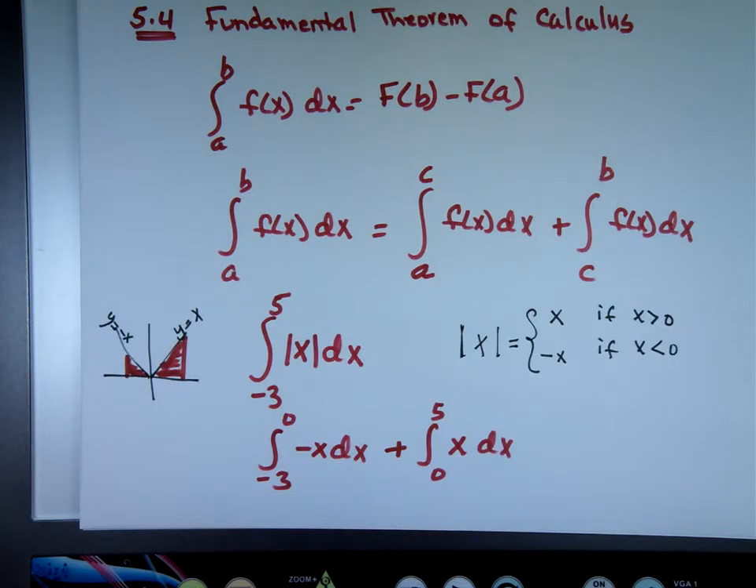But you have to write the definition of the absolute value of x, which is this one. It says if x is less than 0, you need to use that one. So you can't use x here from minus 3 to 5. It's a different function. You have to break it down to minus 3 to 0 plus from 0 to 5.